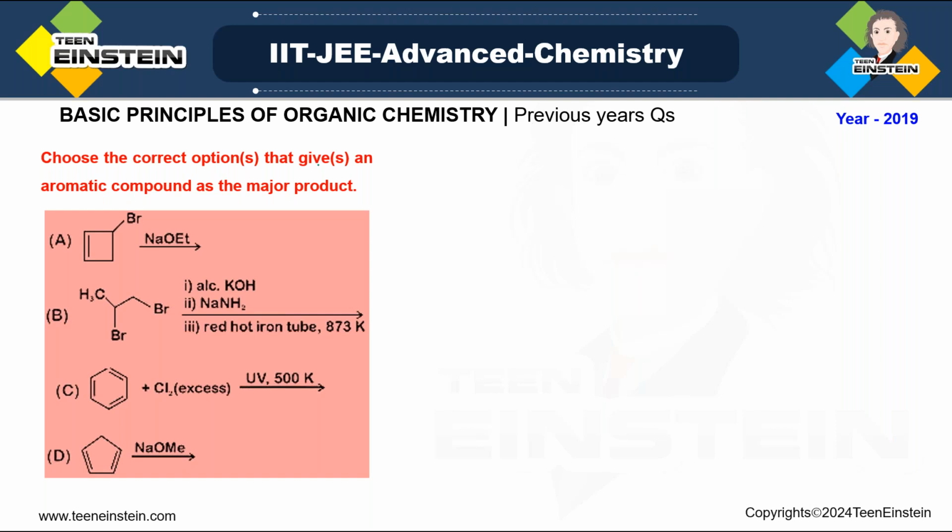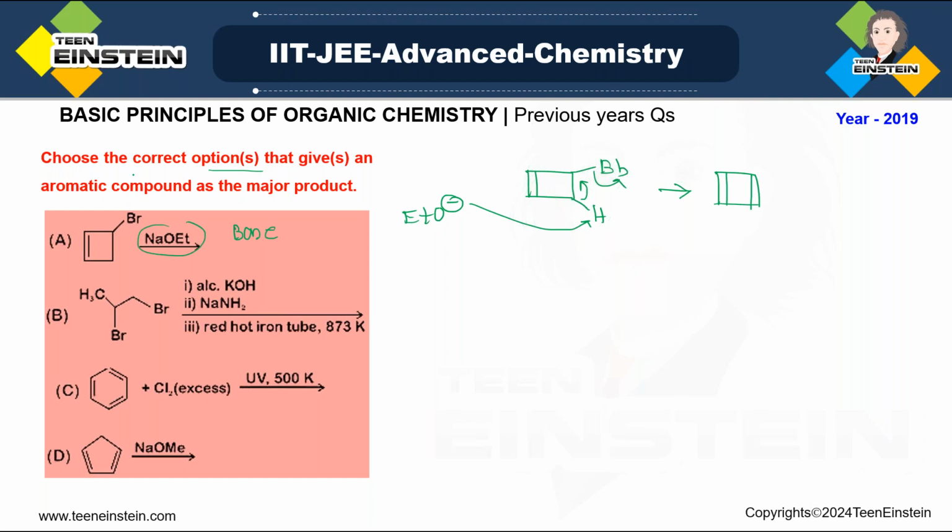Choose the correct option or options. More than one answer can be correct that give or gives aromatic compound as the major product. Here we have taken NaOEt. Now this is basically a base. What kind of base? Here EtO minus can capture hydrogen. So what it will do? It will capture this hydrogen and ultimately this C-H bond will be broken. The C-Br bond will also be broken. You will be getting a species like this.